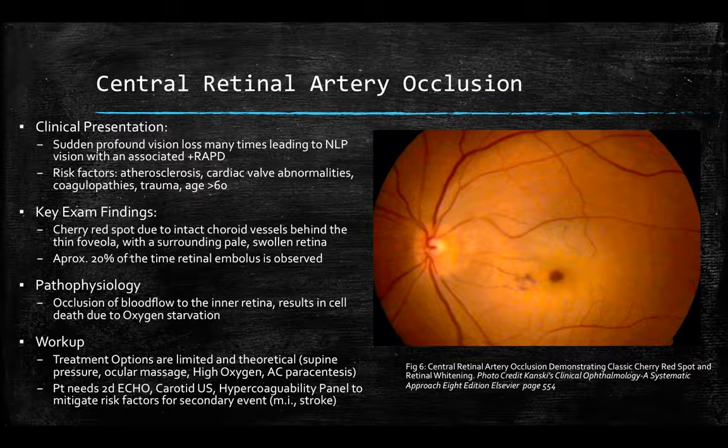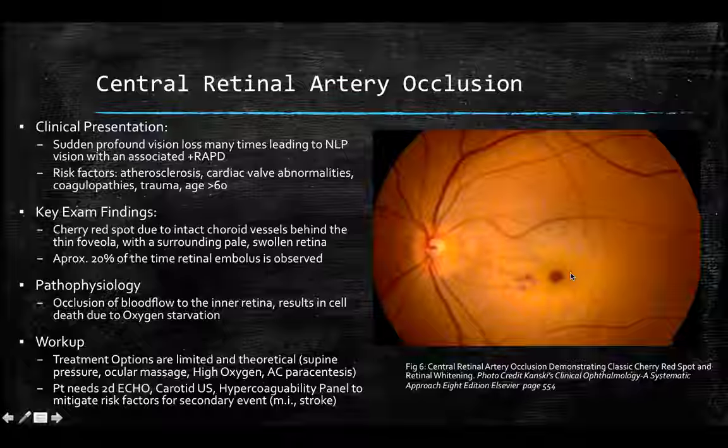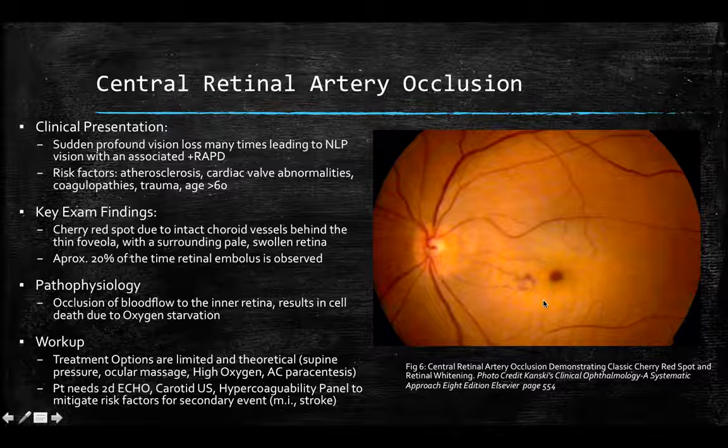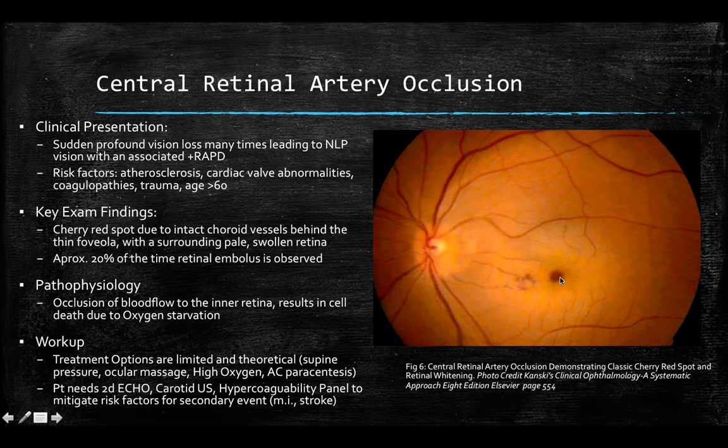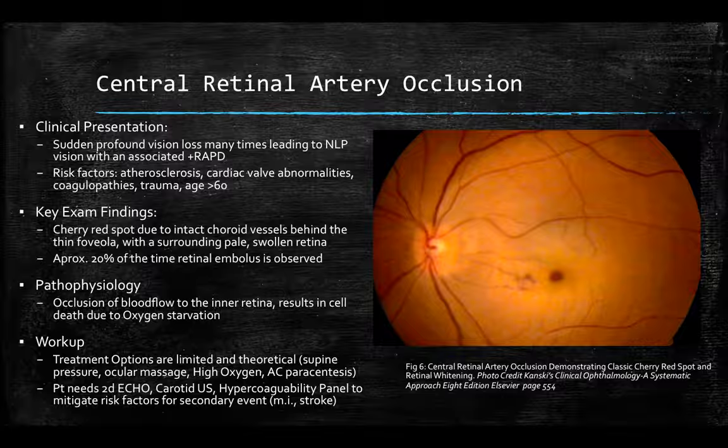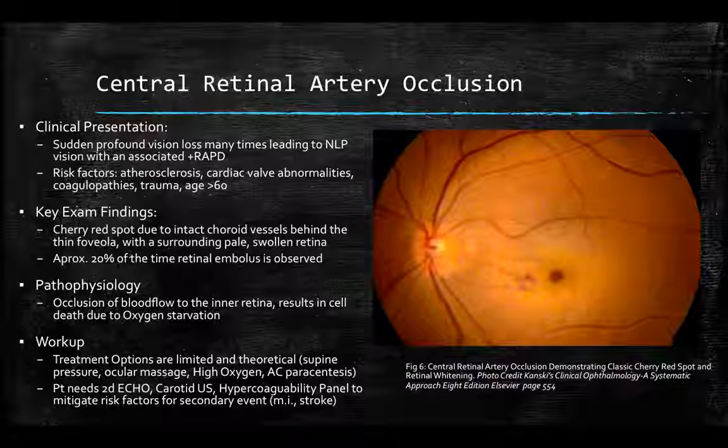What are some of the key exam findings that you're going to want to pay attention to in central retinal artery occlusion? You're going to see the cherry red spot in the macula. Now, what that is actually is intact choroid vessels that provide circulation behind the retina that is lighting up. And then the surrounding pale, swollen retina is due to the disruption of oxygen flow to the outer retina. About 20% of the time, a retinal embolus is observed in this condition. That's why you're going to want to get that carotid ultrasound and also get some imaging of their heart valves.